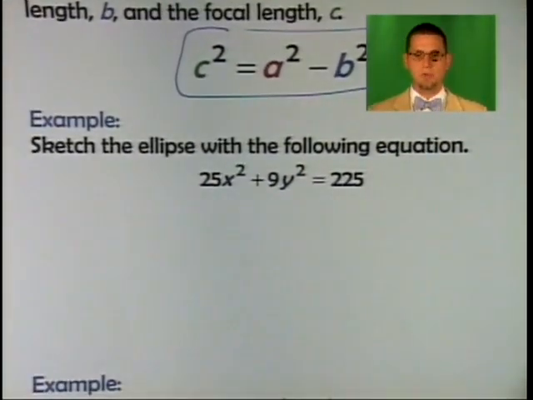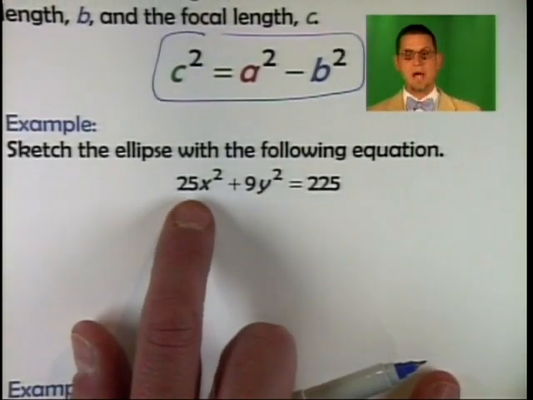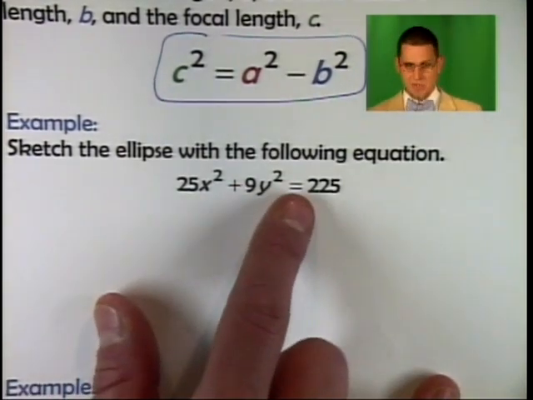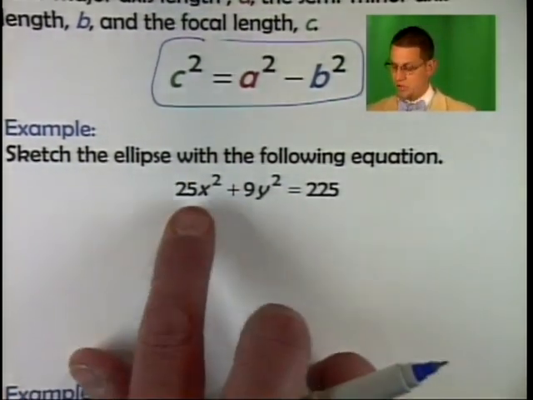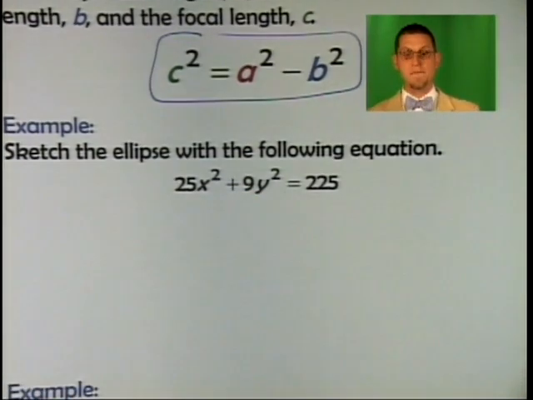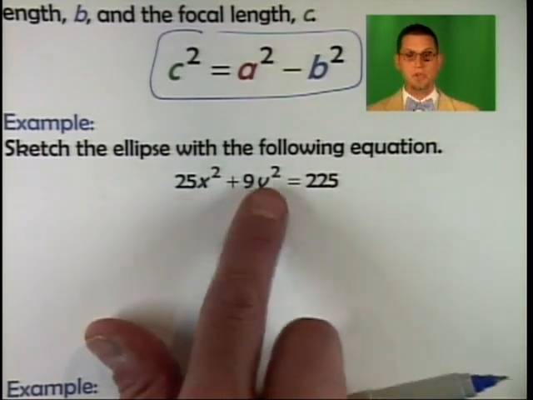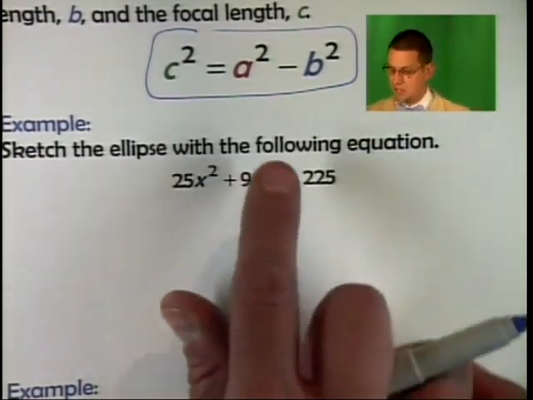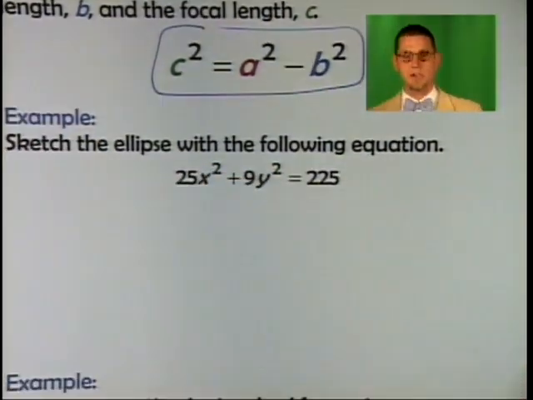We want to sketch the ellipse with the following equation. Notice it's 25x squared plus 9y squared. This is not a circle. Think of the 25 and the 9 as being dilation factors on the separate axes. Because those are different dilation factors, it's like taking the circle, which would be x squared plus y squared, and stretching it by different factors on the x and y axis, which will make it oblong, which makes it an ellipse.